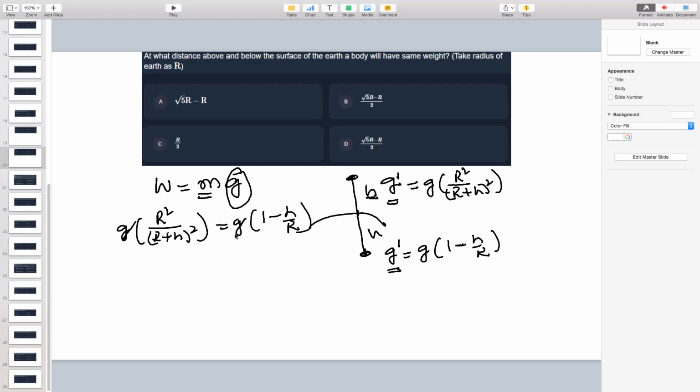These two g's will get cancelled. Now, you simplify this to get the value of h. If you simplify it, you get the value of h as (root 5 minus 1) R by 2. This is your answer. At this height, both the values of g are the same. That is, the weight of the body is the same. We go for the next problem.